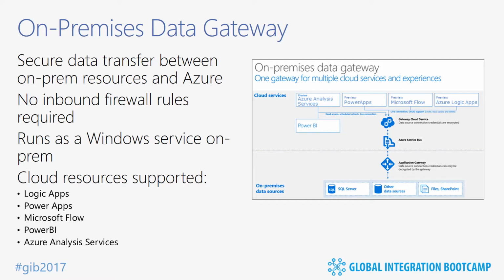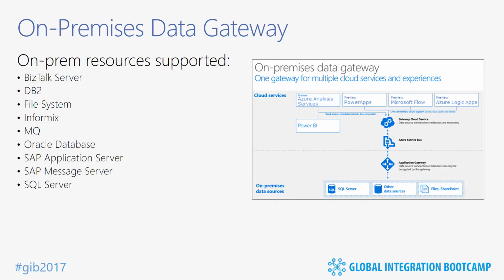on-premise systems. So the cloud resources that currently support this are, of course, Logic Apps, Microsoft Flow, which is just built on Logic Apps actually, Power Apps, Power BI, and Azure Analysis Services. And from the on-prem side, the systems that it can support include SQL Server, of course, but also BizTalk, SAP, DB2, Oracle, quite a few. And I imagine that list is going to keep growing.